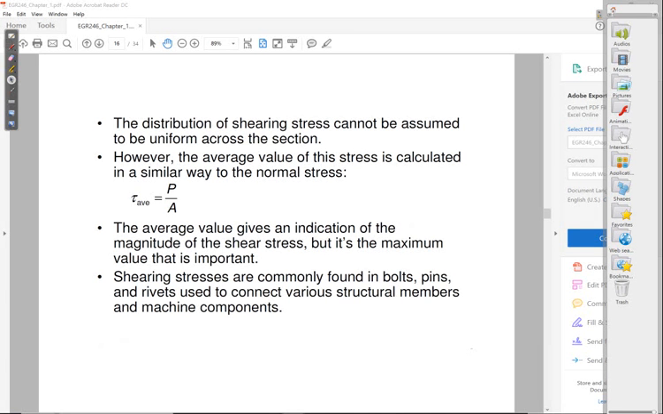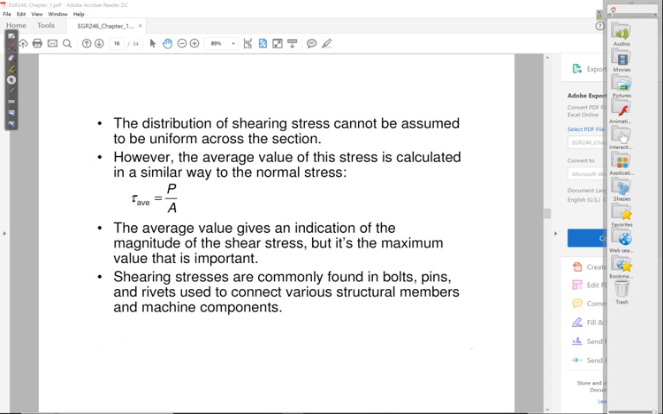Hence we use that subscript for tau average. And what that means is this is actually not a very meaningful value. If the actual value across the whole cross-section is going to range from 0 to some maximum, then what is the average really telling you? Well, you're averaging out a bunch of values from 0 to some maximum, and the average is somewhere in between. It doesn't really tell you very much. It kind of gives you an idea, of course, but you wouldn't design a structure based on an average shear stress.